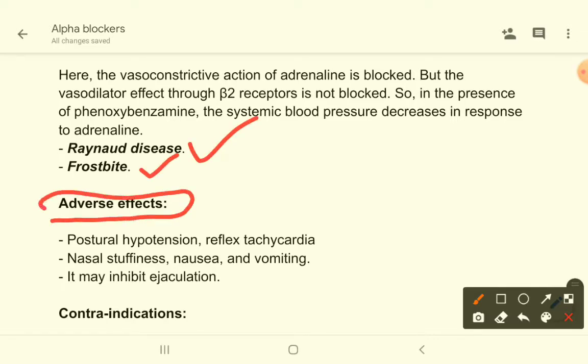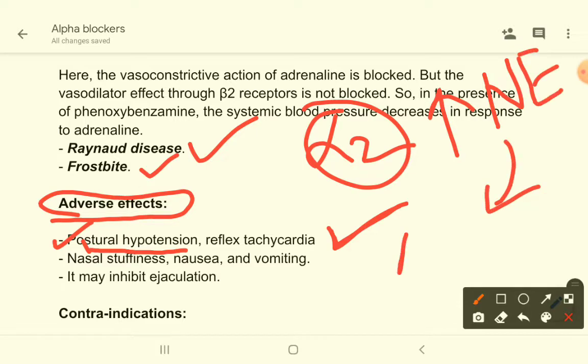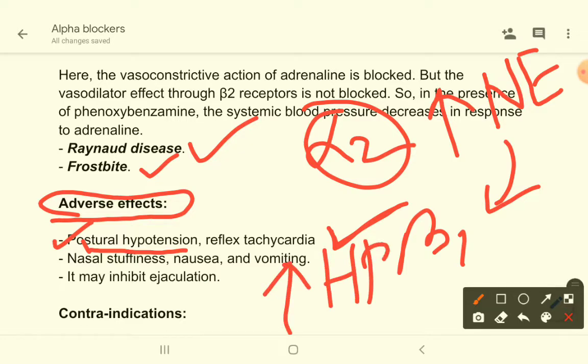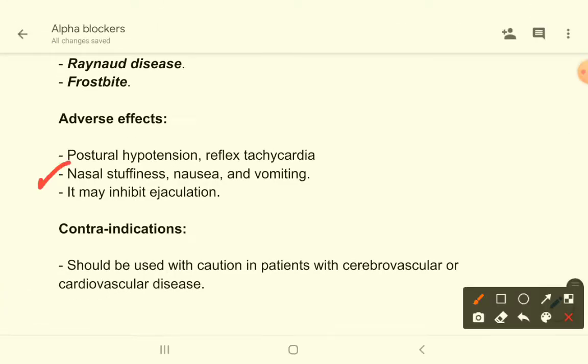Now, what are the adverse effects? One of the major adverse effects is postural hypotension and reflex tachycardia. It may cause postural hypotension and reflex tachycardia because it is blocking the alpha 2 receptor as well. So there will be increased norepinephrine, very much increased norepinephrine, that will act on the beta 1 receptors of heart, and that will produce increased heart rate. Okay, so there will be reflex tachycardia, and there can be nasal stuffiness, nausea, vomiting, and it can inhibit ejaculation as well.